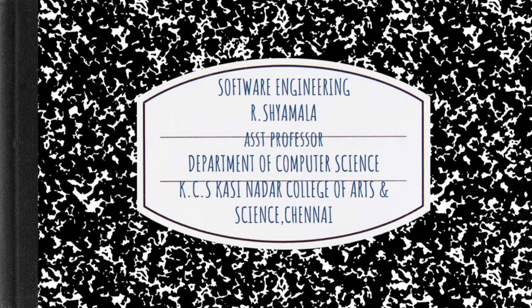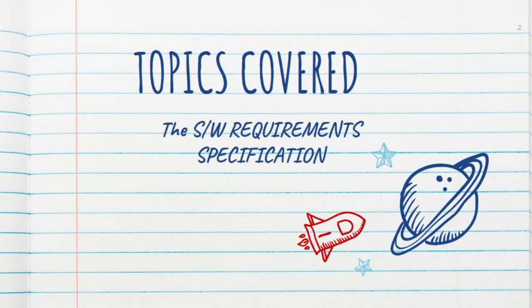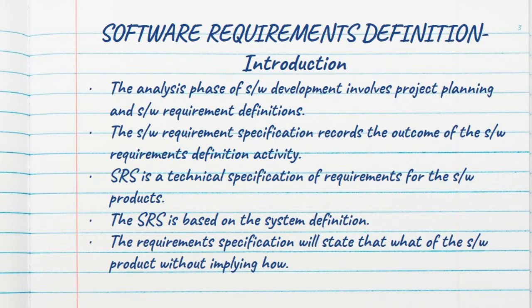In this video, we are going to discuss a few topics in software engineering. Topics covered in this video are software requirement specification and software requirement definition: introduction. The analysis phase of software development involves project planning and software requirement definitions. The software requirement specification records the outcome of the software requirement definition activity.